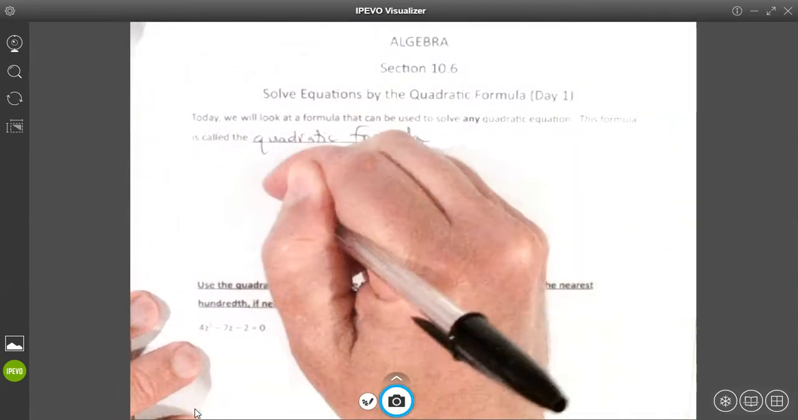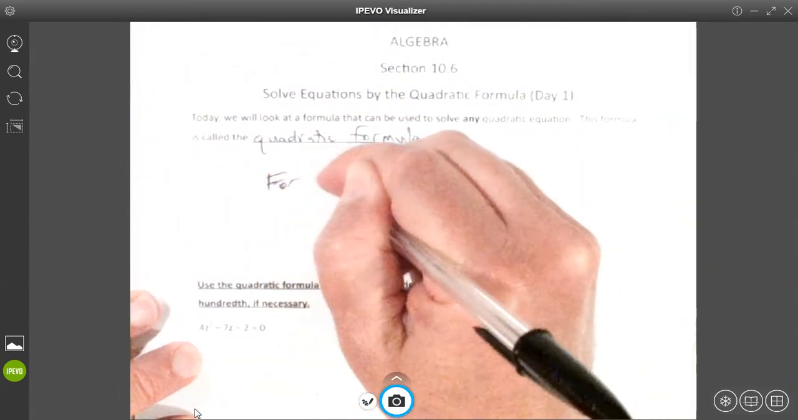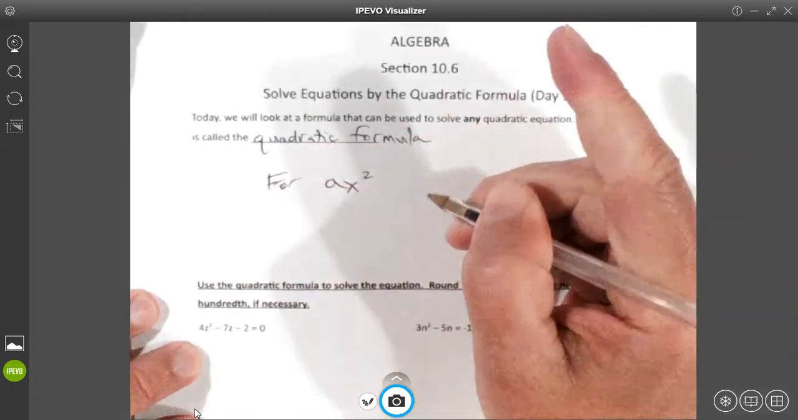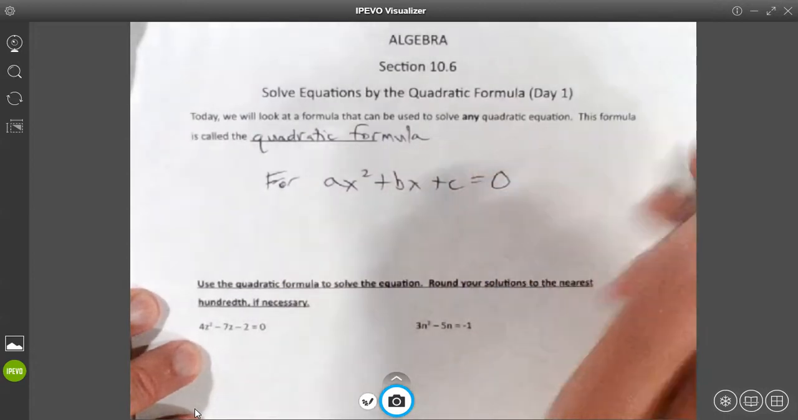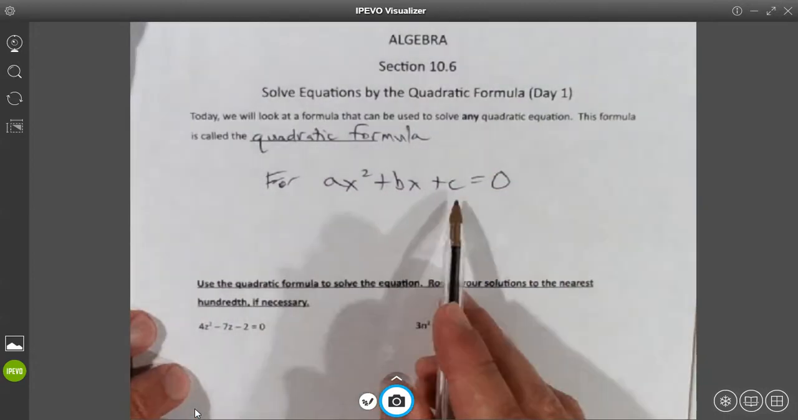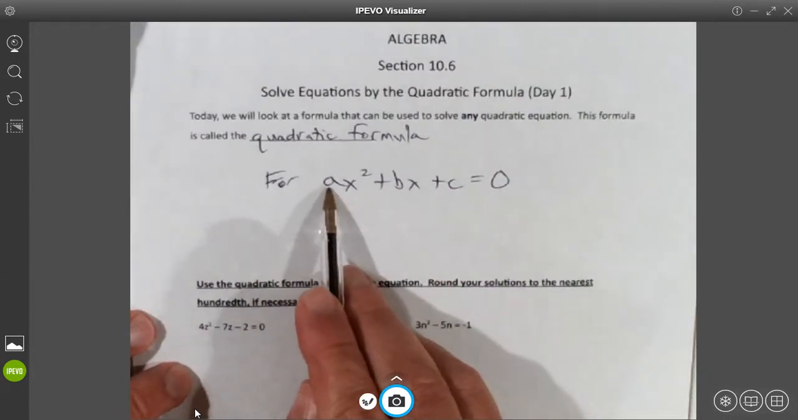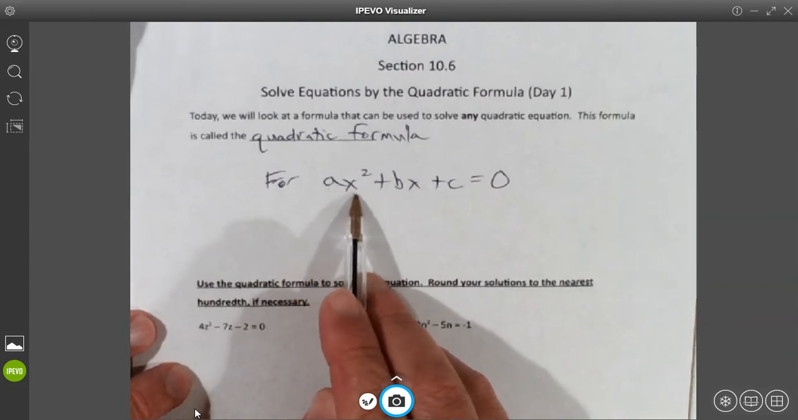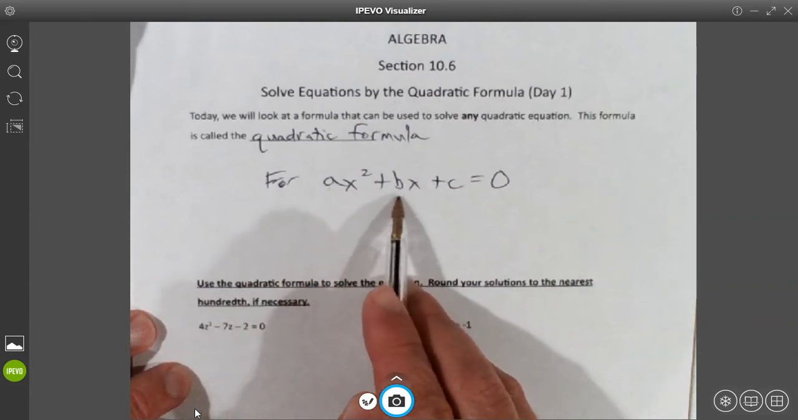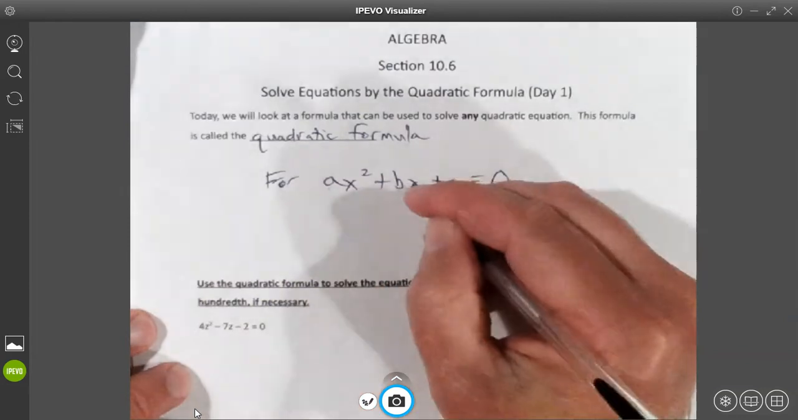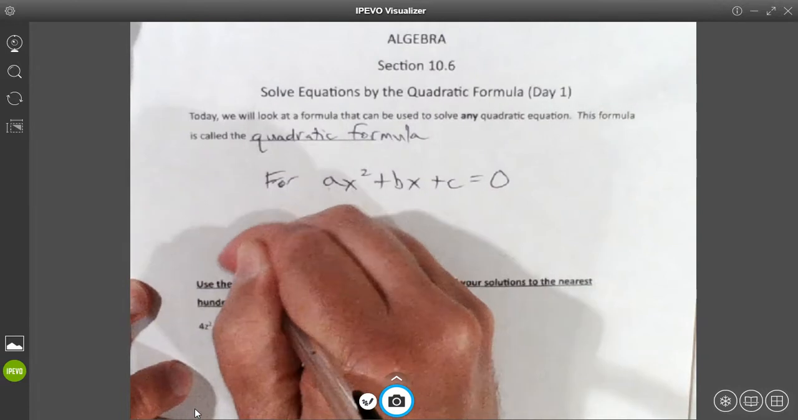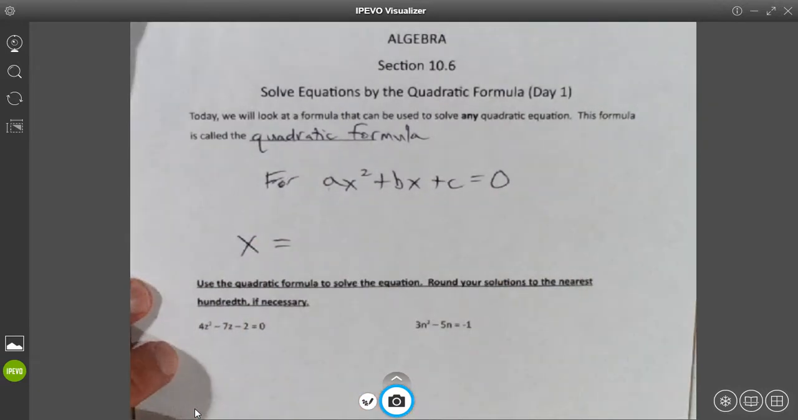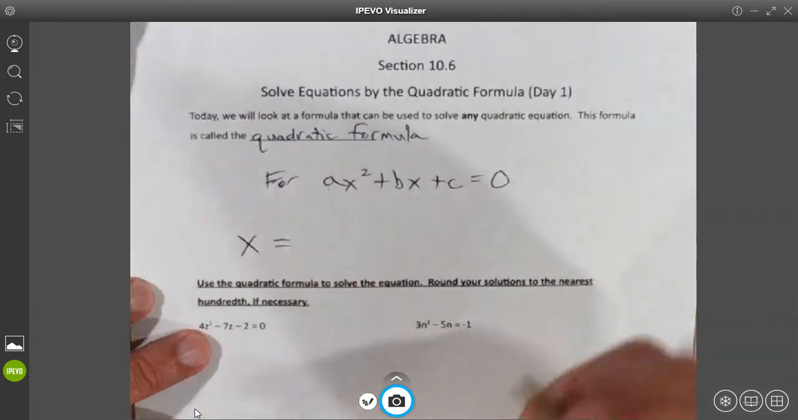If we have a quadratic equation written in this form, ax squared plus bx plus c equals 0, set equal to 0, where a is the coefficient of your x squared term, b is the coefficient of your x term, and c is your constant, what the quadratic formula says is that your solutions for x will take this form, or you can use this formula to find those.